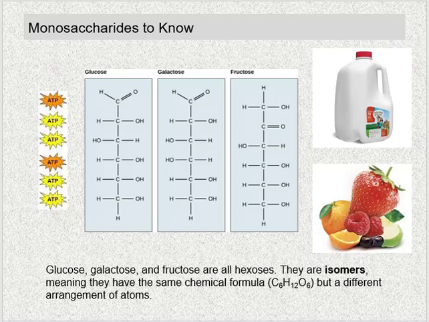Humans and other types of animals that feed on plants often store glucose as catabolized starch. Galactose is found in milk. It's part of lactose, or milk sugar. Fructose is found in sucrose and is the type of sugar found in fruit.